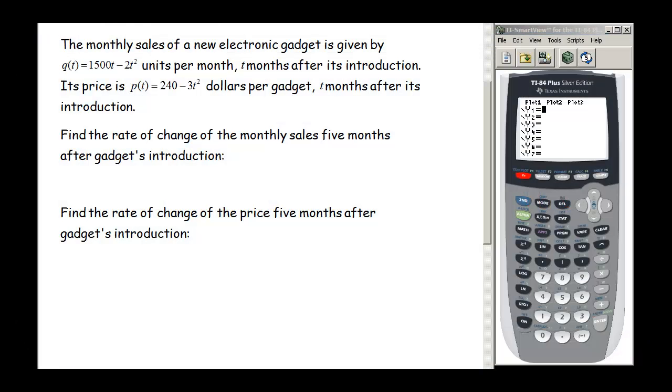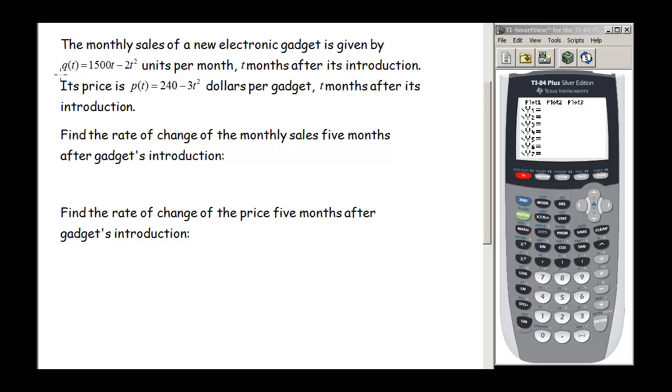So in this video, we're going to look at a couple of application problems where we have to use the product rule. So let's read this first one. It says the monthly sales of a new electronic gadget is given by Q of t equals 1500t minus 2t squared units per month, t months after its introduction, and then we have the price that is given by P of t equals 240 minus 3t squared dollars per gadget t months after the introduction.